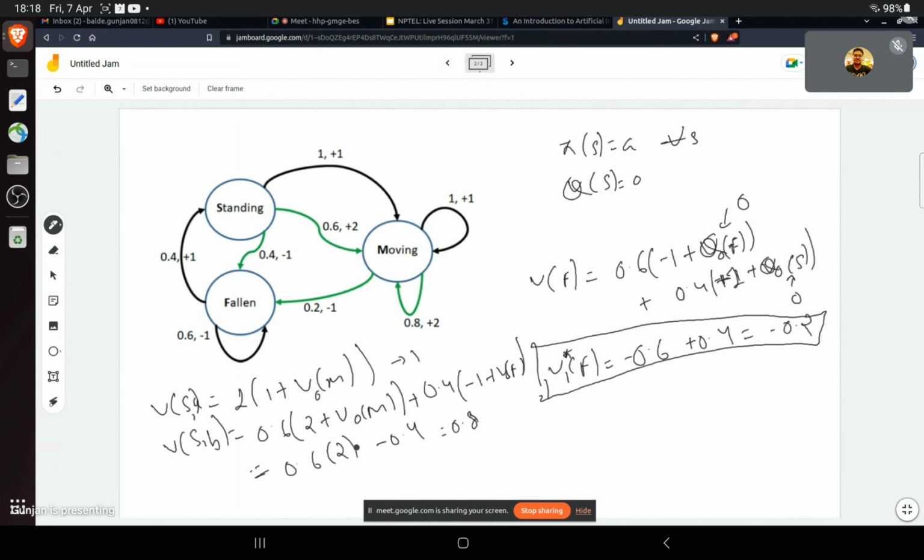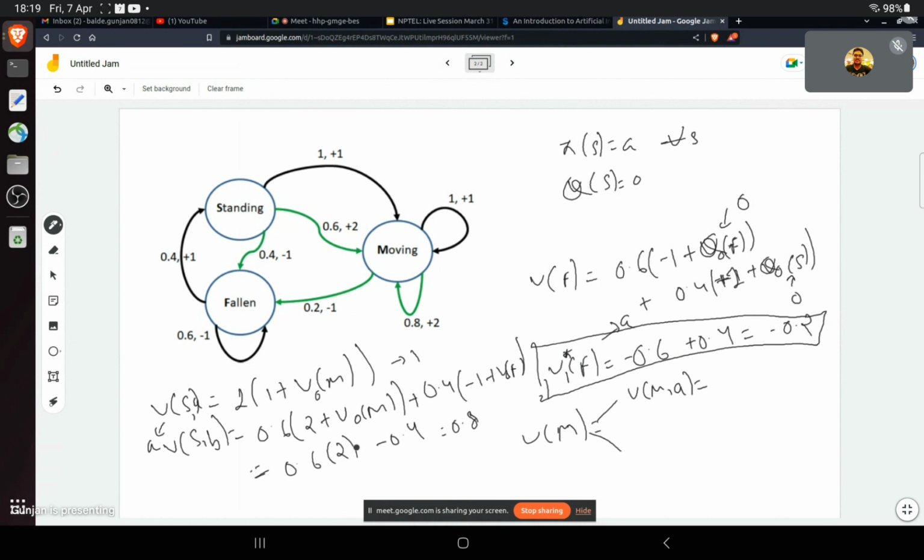So for fallen, it will be A. For standing, it will be A. And for moving, what will be the case? So basically we will have two things, one for V of m comma a and one for V of m comma b. For V of m comma a, what will the equation look like if we want to do the computation?